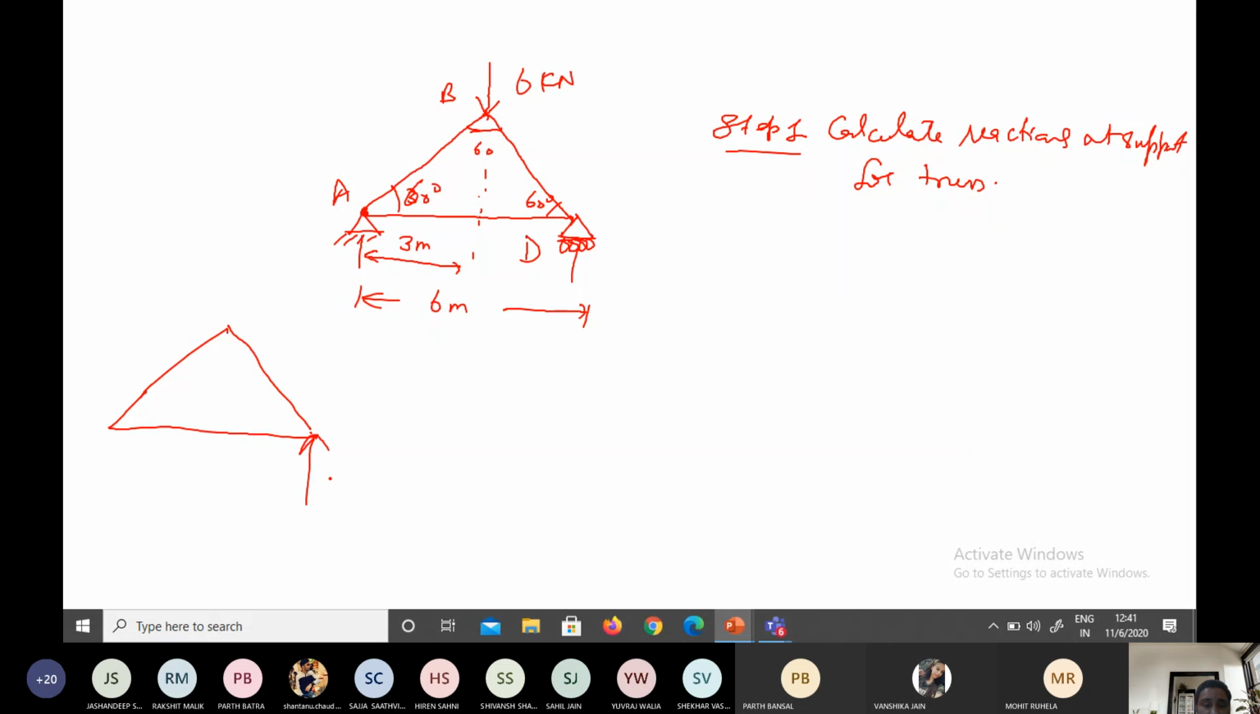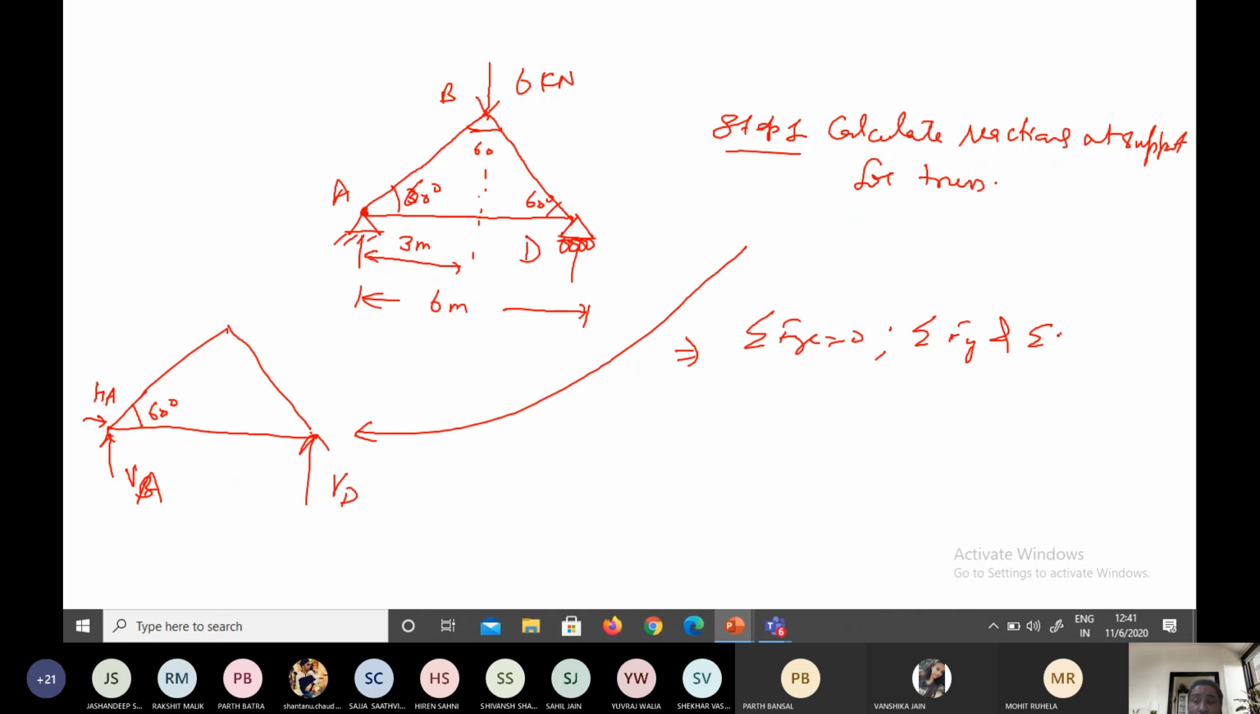So this is VD and this is VA, and this is HA. Angle is 60 degree. So this is step number 1. What I have told you, I have just made the ABD here. After that, apply the equation of statics: summation Fx, summation Fy, and moment Ma is equal to 0.